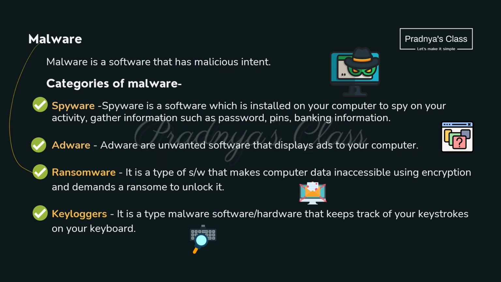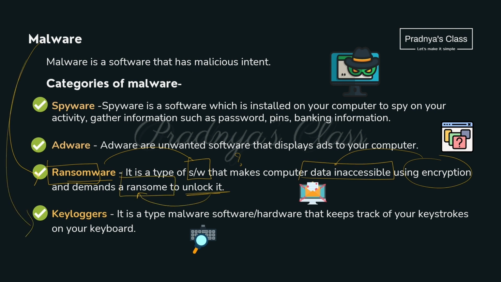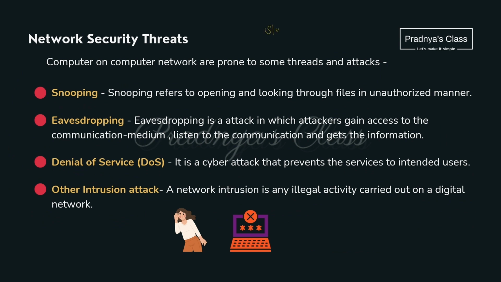What's the third one? Ransomware. You know the meaning of ransom. It is also a type of software. Using encryption, it will make your system data inaccessible, and to unlock it, you need to give some ransom. Here is one more harmful program, that is keyloggers. It can be in the form of hardware or software that keeps track of your keystrokes. As you type anything, it will get recorded. We studied some harmful softwares.